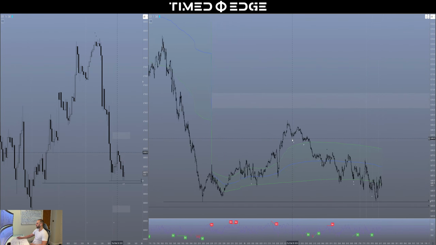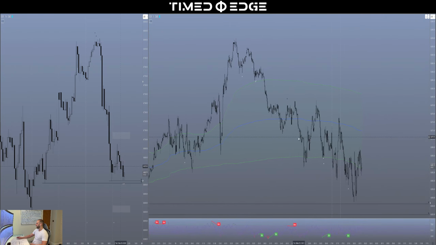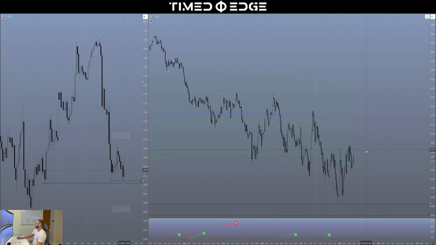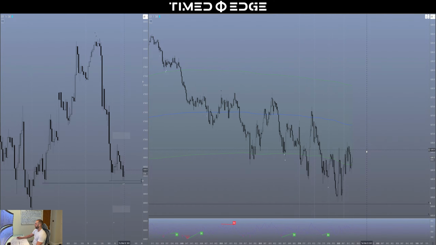Now what is price doing? 38 minutes left. Maybe we're going to come back down for that liquidity, but that's okay as well.